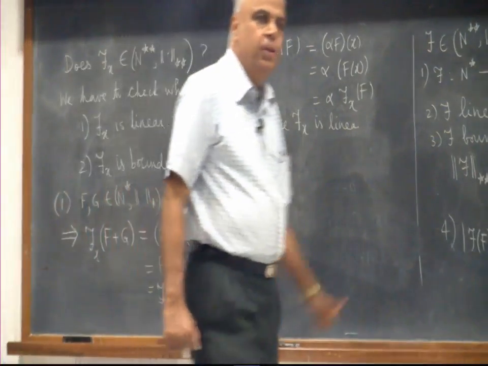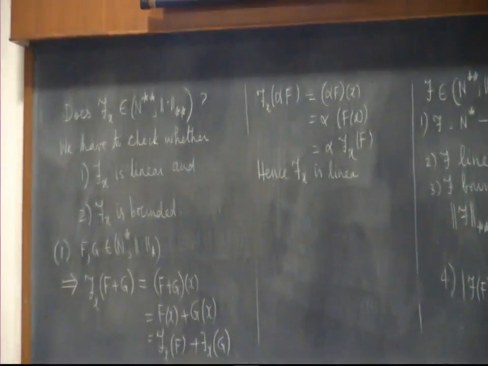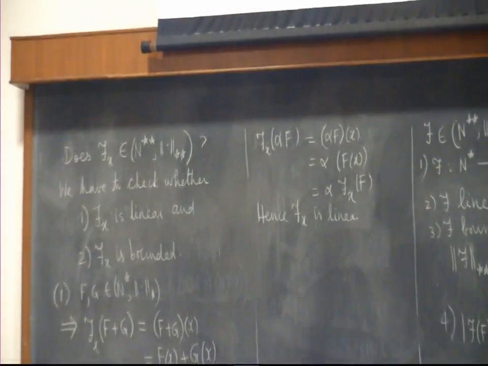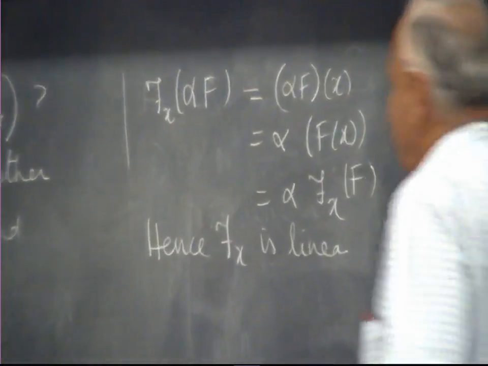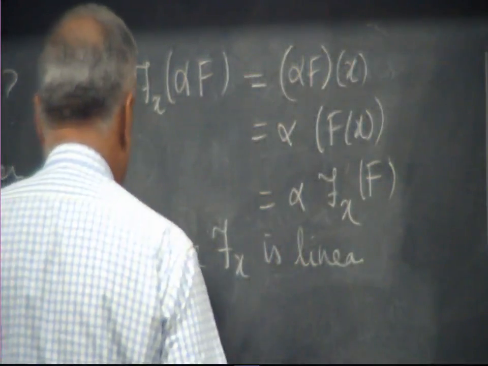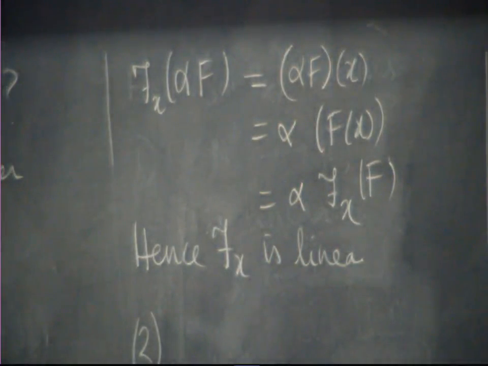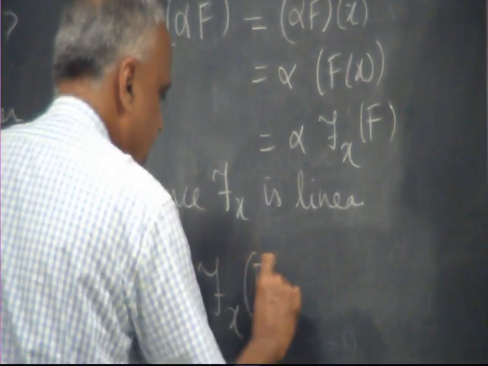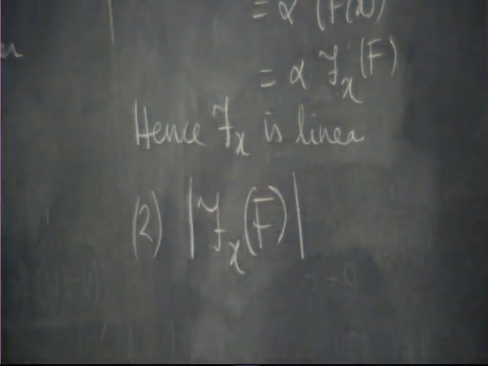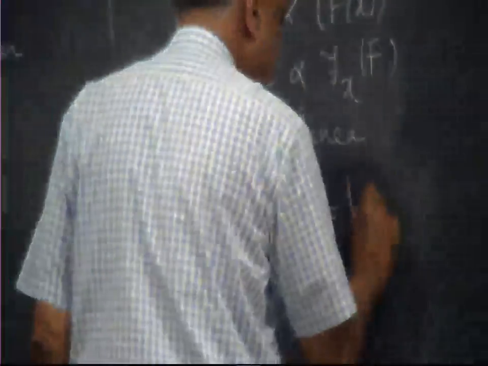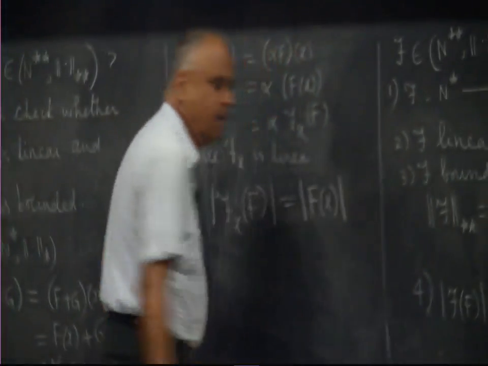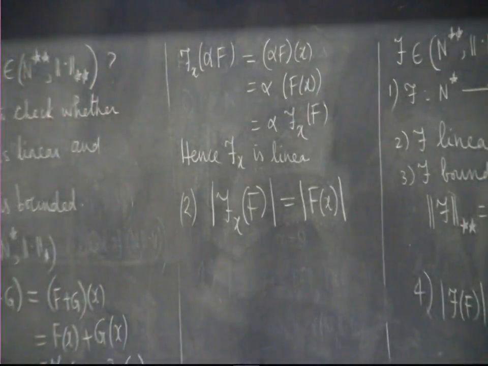So one hurdle has been crossed. It is a functional, it is a linear functional. Now we have to worry whether it is bounded. So let's look at the boundedness. For that, I want to see how big the value can get. So let us look at F_x of f. The values of the functional are this. I want to look at how big this can get. By definition, this is modulus of f of x. For any f, this is the definition.